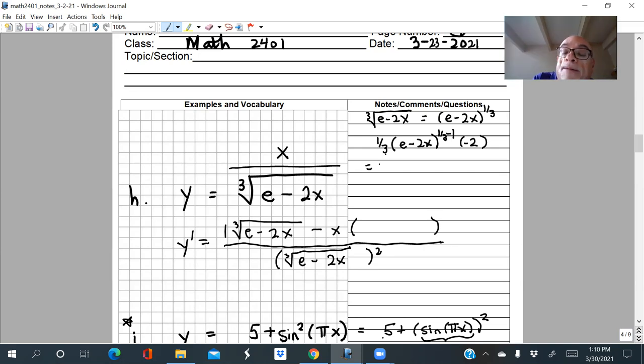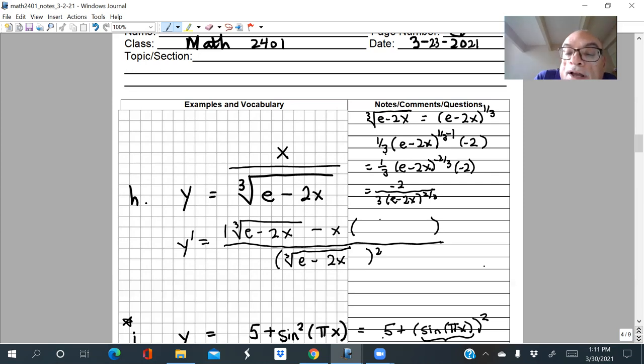Ah, so there it is. It's 1/3 times e minus 2x to the minus 2/3, and then you've got this extra minus 2 multiplied in there. Whew. I guess that's minus 2 over 3 times e minus 2x to the 2/3 power. I'm going to bring the minus 2/3 power down to the denominator. That becomes positive 2/3 power. The minus 2 stays in the top. And then this 3, of course, stays in the bottom.